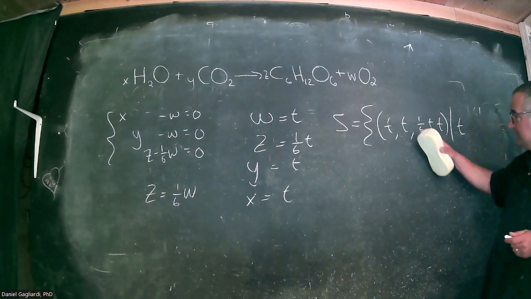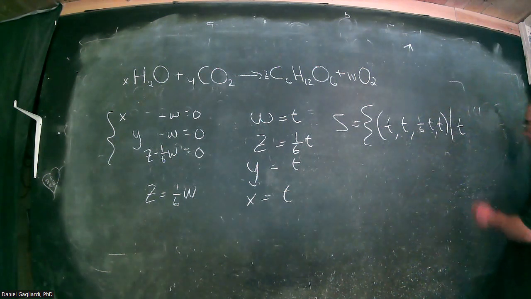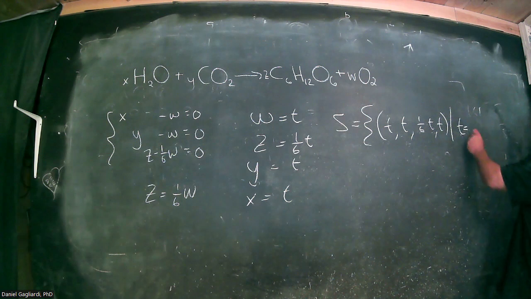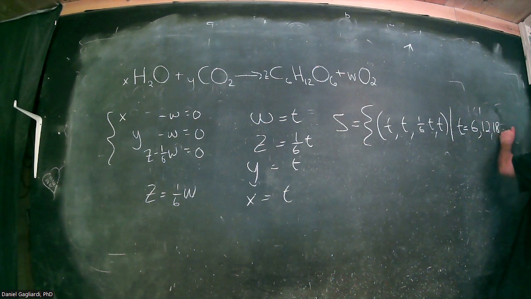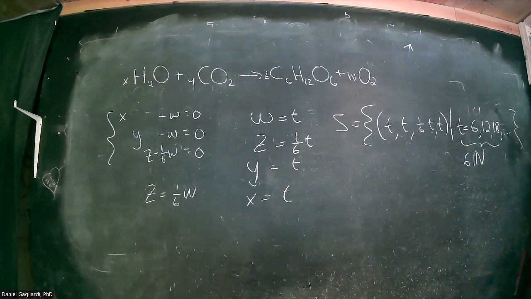However, we have that z is 1/6 t. Therefore, t must be a multiple of 6. So t is going to be equal to 6, 12, 18, etc. I don't want to say negative numbers, because negative numbers are out. So we can have 6n as a way to write this, in a more compact way. All right, but anyway, let's check it out.